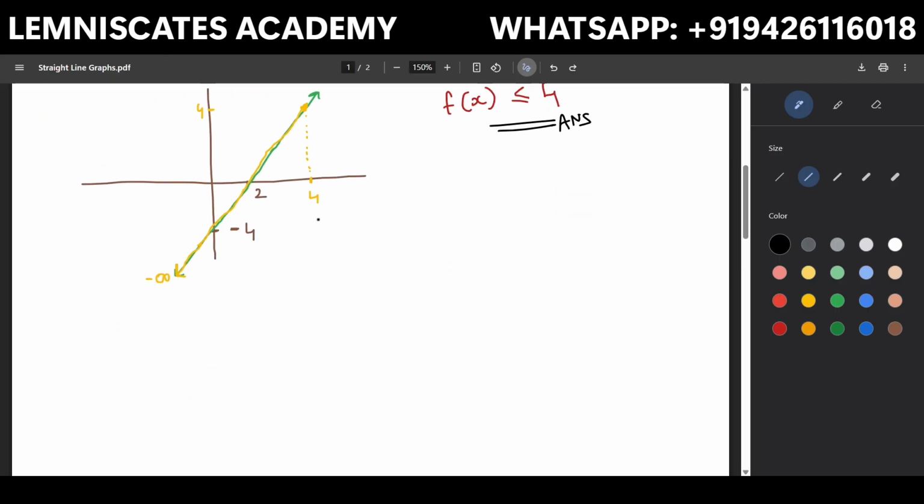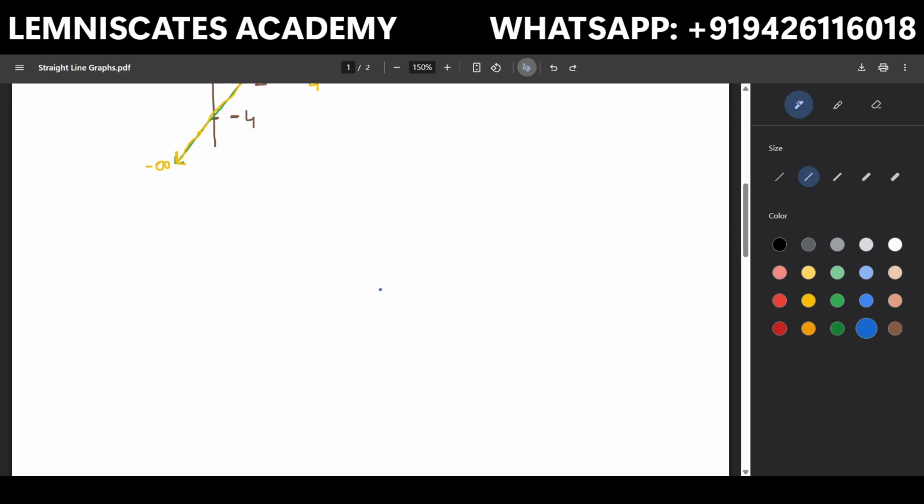Now let's move on to the next question. Again a random question. Find the range for the function f of x is equal to minus x plus 2, for x greater than or equal to, let's say, 3.